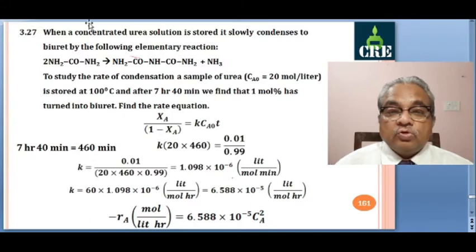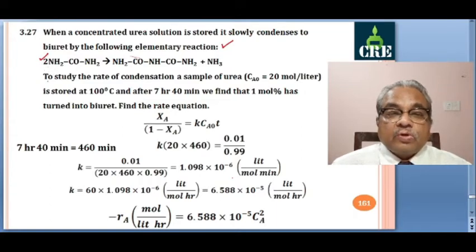When a concentrated urea solution is stored, it slowly condenses to biuret and it is followed by the elementary reaction which is given. 2 moles of urea gives you 1 mole of biuret and 1 mole of ammonia. So it is mentioned that the reaction is elementary, so there will be direct correspondence between this stoichiometric coefficient on the reactant side and the order. So reaction order will be 2. Rate law is minus Ra is equal to K Ca square.